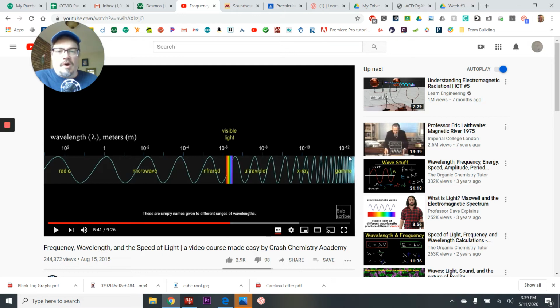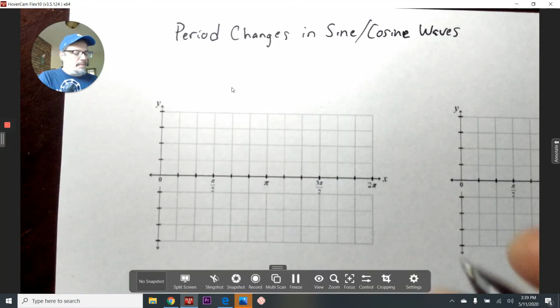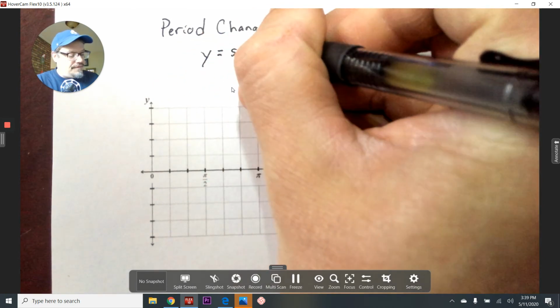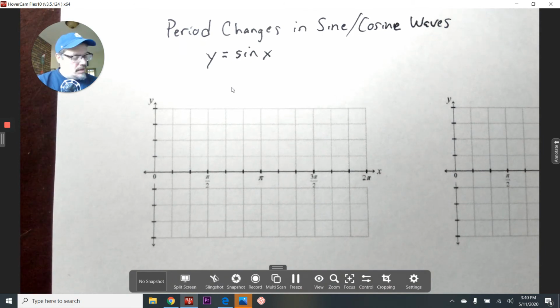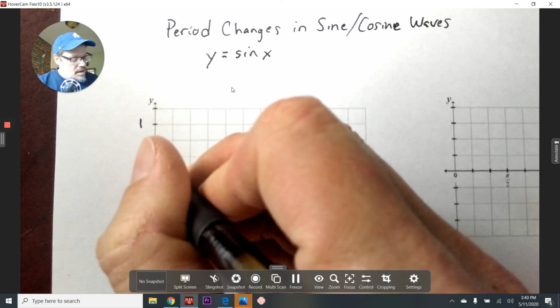You can see that these get smaller and smaller. Okay, so it's an important thing that we want to be able to manipulate. So going back to here, what I'm going to do is graph y equals sine 1x. So I'm just going to graph the normal sine. All right, and we remember that our highest is 1, our lowest is -1. We go from 0 to 2 pi.